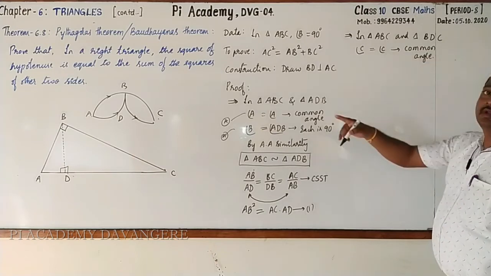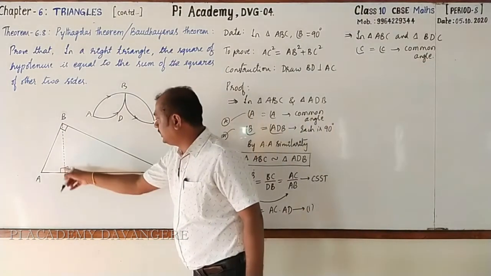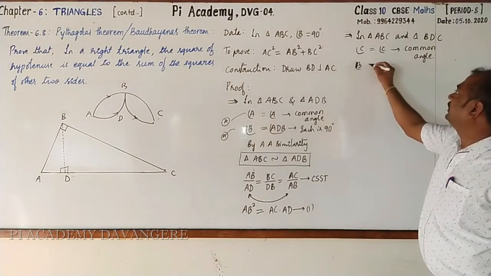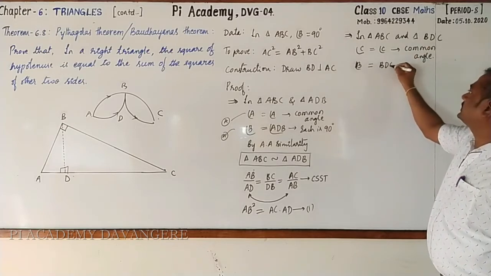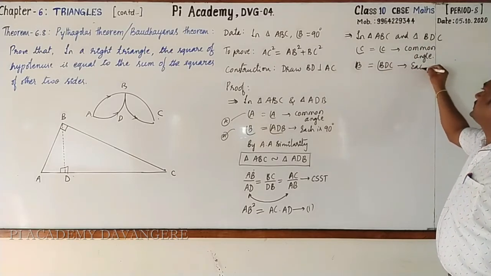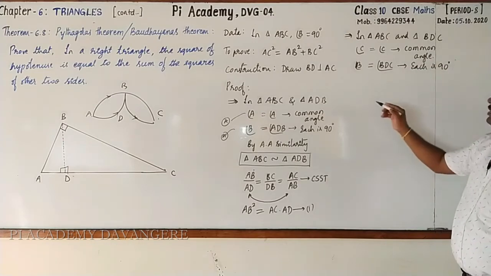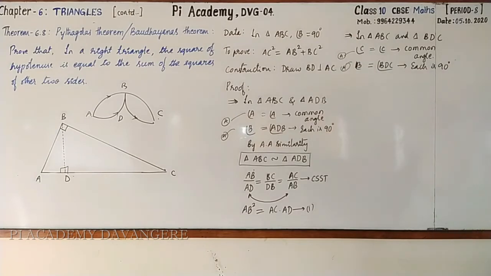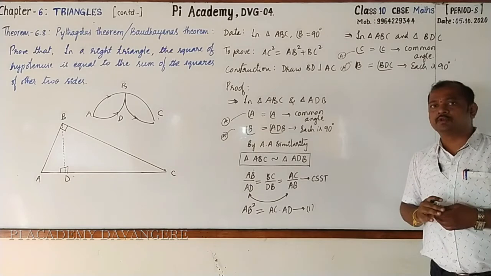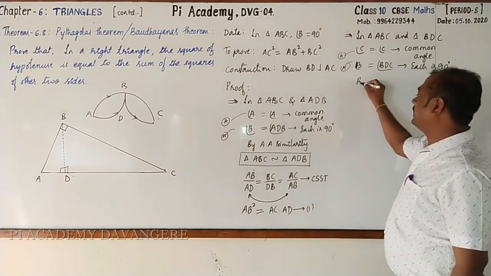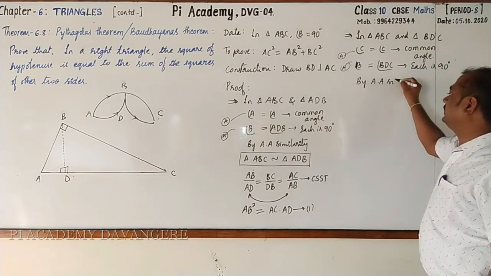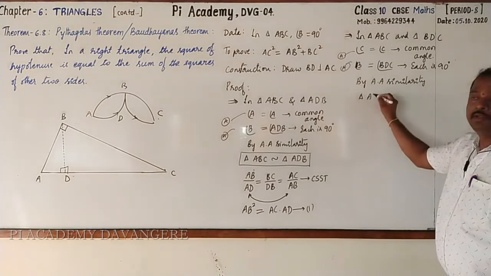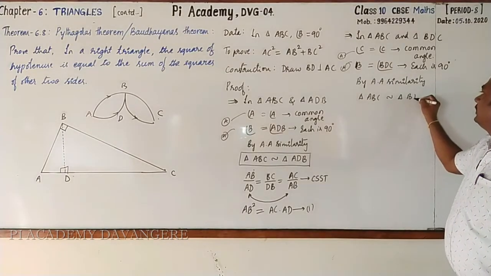Next, 90 degree. Angle B is 90 degree. BDC is also 90 degree. You may write this as it is. Angle B equal to angle BDC. The reason is each angle is 90 degree. Here also you can come to know that two pairs of corresponding angles are equal. Then which similarity criterion can be used? Very good. Again, by AA similarity, we can write triangle ABC similar to triangle BDC.